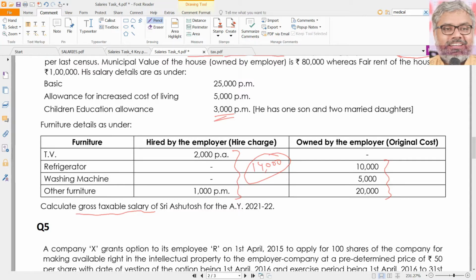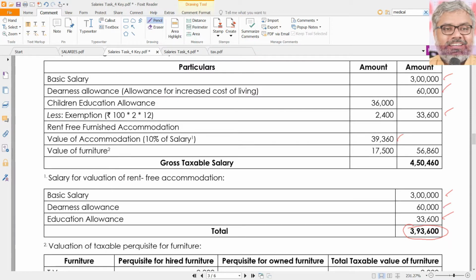On that 10% means 3,500. That's it. So total value of this furniture is going to be how much? 17,500. That can be shown in the working note. Total of that is 56,860. So what name do we have to write here? 56,860 is the value of furnished accommodation.